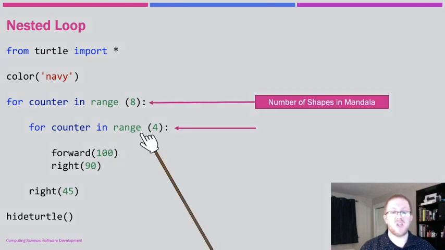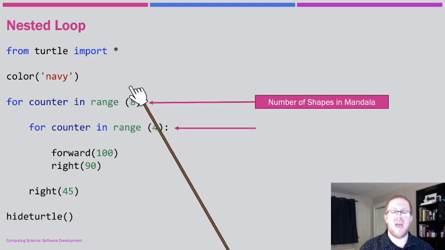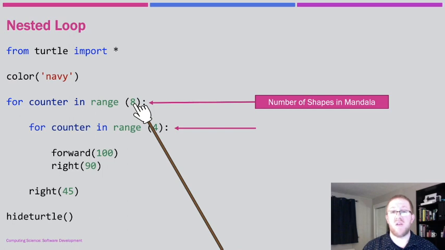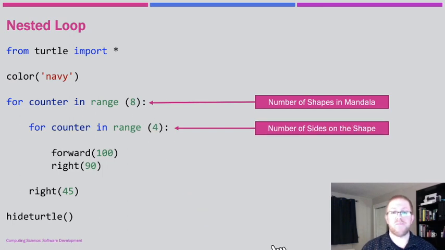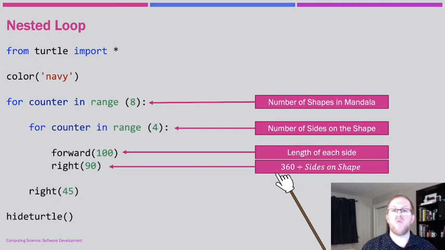So the first loop, for counter in range 8, is the number of shapes in the mandala. So there's going to be 8 squares in my mandala. The second number is the number of sides on the shape. So I'm creating a square, so there are going to be 4 sides on the shape. The next one is the length of each side, and we're used to moving forward as we did that a lot last week. So this is the length of each side. Next is the angle that we need to turn to draw the next side of the shape.